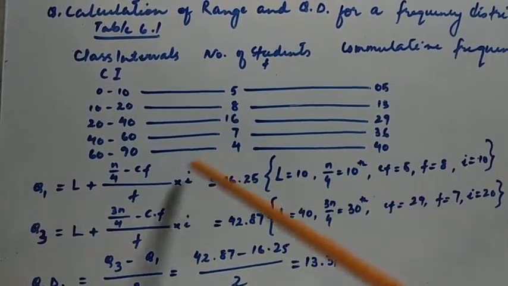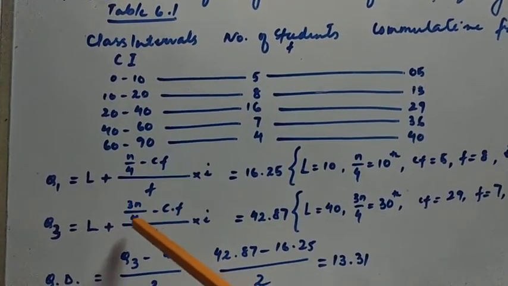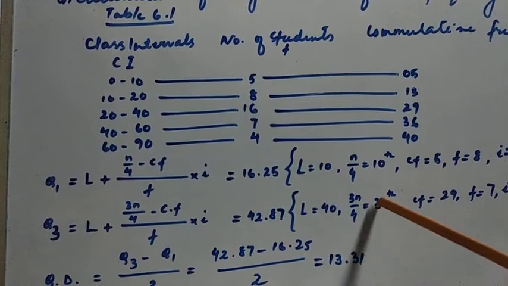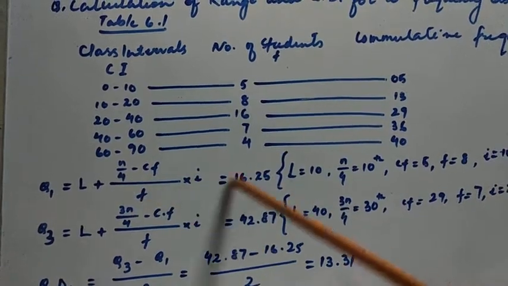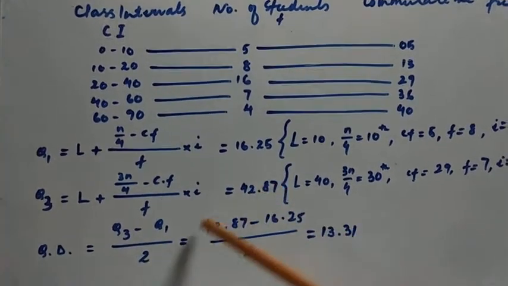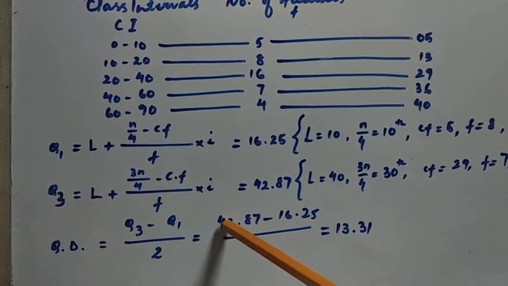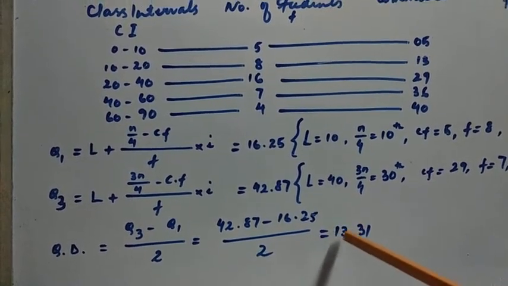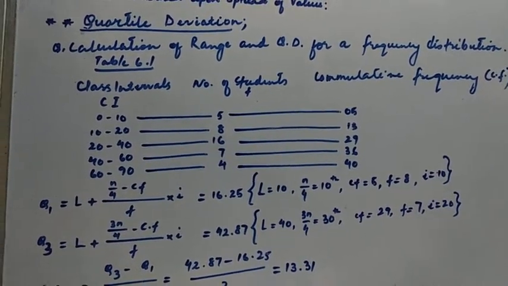So substituting all these values we get 16.25. Likewise even for Q3, to find out the size of Q3, we use 3n divided by 4, and we found out that it is the 30th value. It is the same process as for Q1. Substituting all these values, we have the value of Q3 as 42.87. At last we have quartile deviation, that is Q3 minus Q1, divided by 2. So Q3 is this one, Q1 is this one, divided by 2, and the quartile deviation at last is 13.31. That is how you calculate the quartile deviation for the frequency distribution.